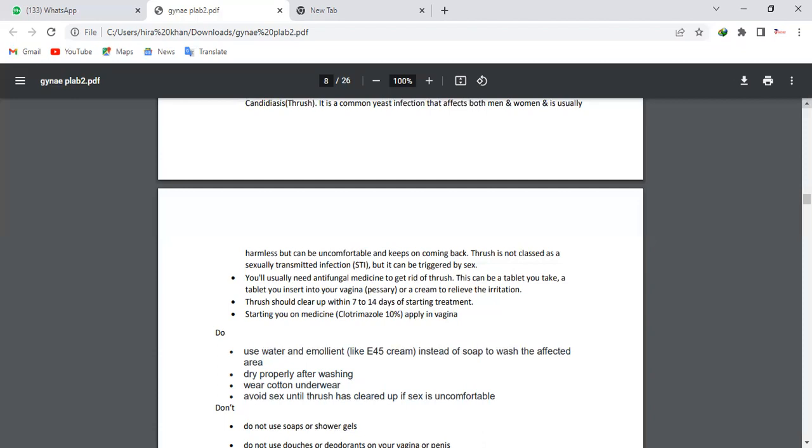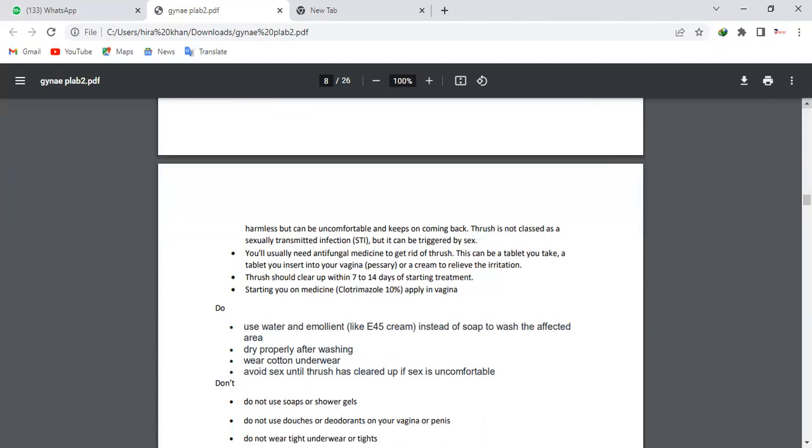Like if you are going to give a tablet, mention the tablet. If you're going to give a pessary or cream, do mention it, and also mention the time. You have to take this medicine, and then the thrush will clear within 7 to 14 days of starting the treatment. And if it doesn't get better, then we might start you on some other medicine. But normally it goes away within 7 to 14 days. Is it fine for you?